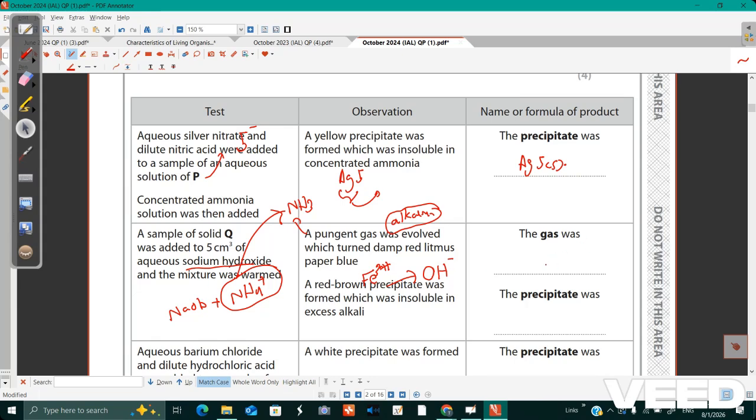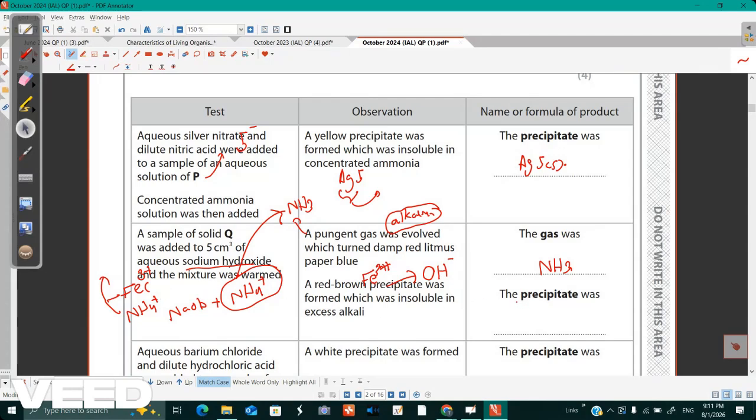For the gas, they are asking about a gas, so you can say ammonia. For the precipitate, let's say Fe(OH)3, a brown color precipitate. One cation is Fe3 plus, the other is ammonium. You can just assume the cations could be these two. We can't tell with 100% accuracy. It has a little bit of doubt, right? Just assumptions. Maybe we are wrong, right?